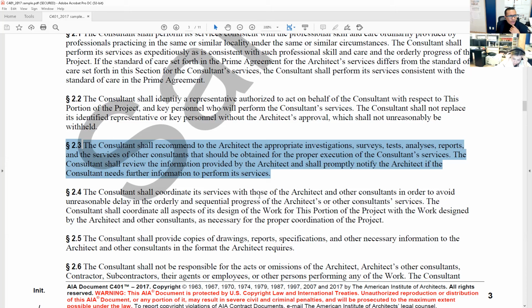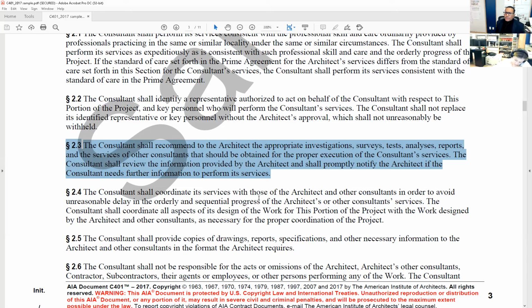Okay, the consultant shall recommend to the architect the appropriate investigations, surveys, tests, analysis, reports, and the services of other consultants that should be obtained for the proper execution of the consultant's services. The consultant shall review the information provided by the architect and shall promptly notify the architect if the consultant needs further information to perform its services.